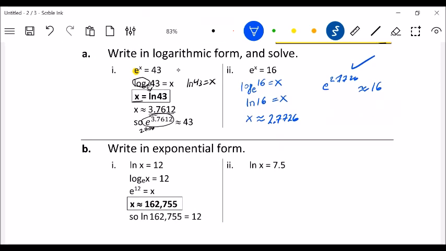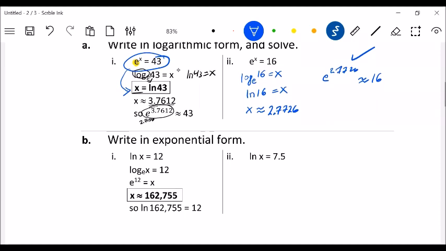Now we can go the other way. If you have a natural log, you can change it to exponential form. Here we had an exponential form, and we changed it to a natural log, and we're able to solve because of that. Now we're going to rewrite this one in exponential form. Natural log is log base e, so these are the same. Then we take the e and push the 12 up as a power, equal to x. Then we use the calculator to figure out what x is.